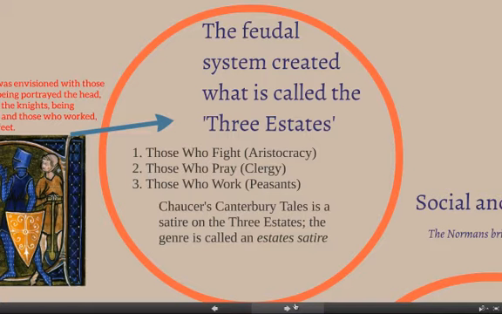In Chaucer's Canterbury Tales, what Chaucer is doing is writing a satire on the three estates, and the genre of the Canterbury Tales is called the estates satire or estate satire. What he is doing is poking fun at the feudal system and the way that the three estates interact with one another, and also exposing some of the hypocrisy and issues within each estate, as you can see in the Nun's Priest's Tale and in The Wife of Bath.